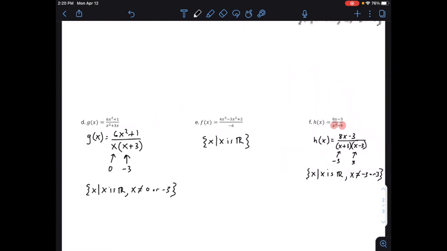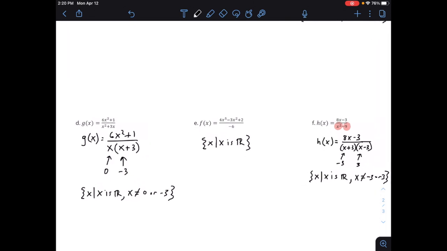All right, so what you should notice with every single one of these is I didn't pay attention to what was in the numerator at all, because I don't really care what's in the numerator when it comes to the domain. The only thing that has an effect on the domain is the denominator. And when the denominator is 0, I have to exclude those numbers. So that's why I only focused on the denominator when finding the domain of these functions.